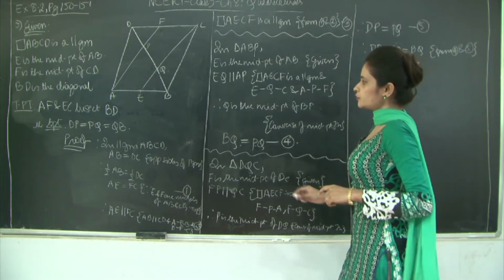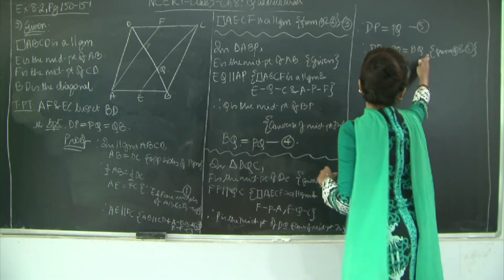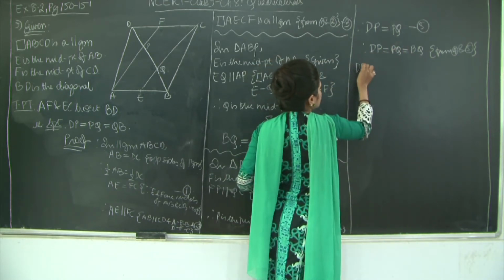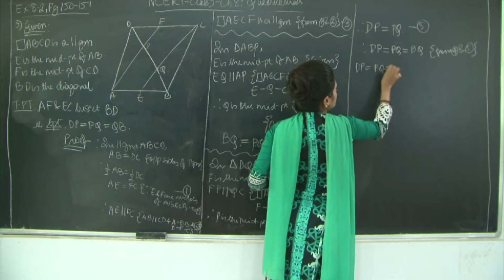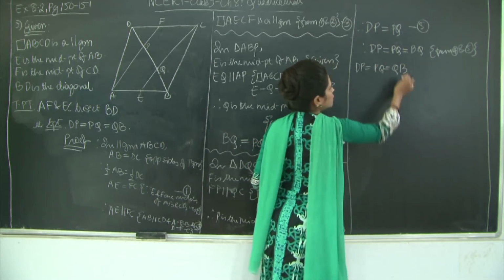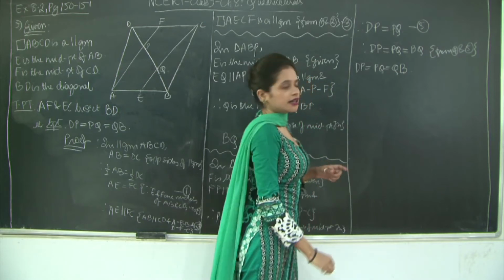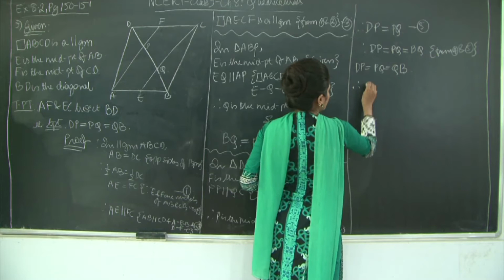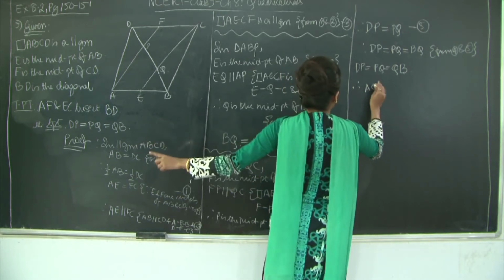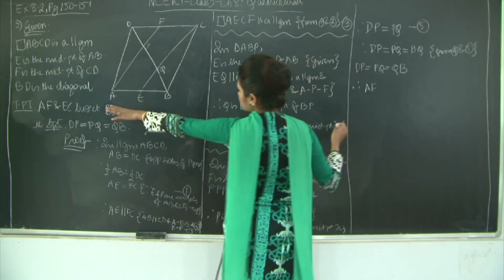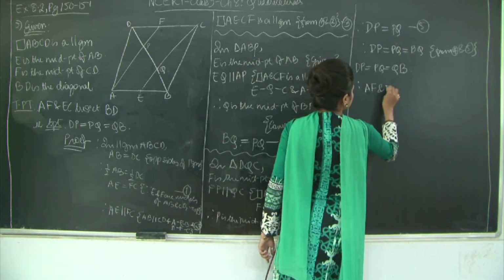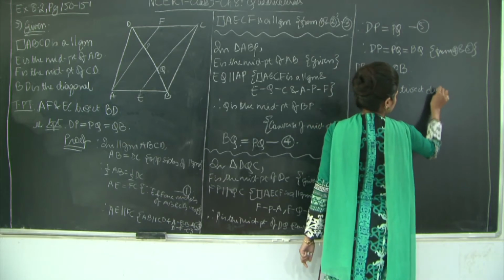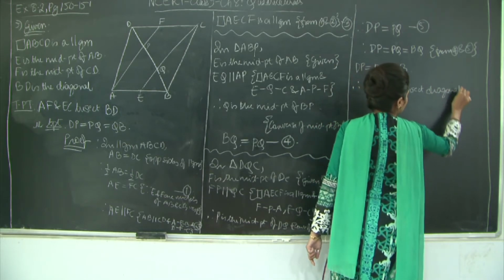But what do we need to prove? DP is equal to PQ, which is equal to QB. So let's just write BQ as QB in your last statement. DP is equal to PQ, which is equal to QB. See, QB and BQ are the same line segments, right? Therefore, I'll say AF and EC trisect diagonal BD.